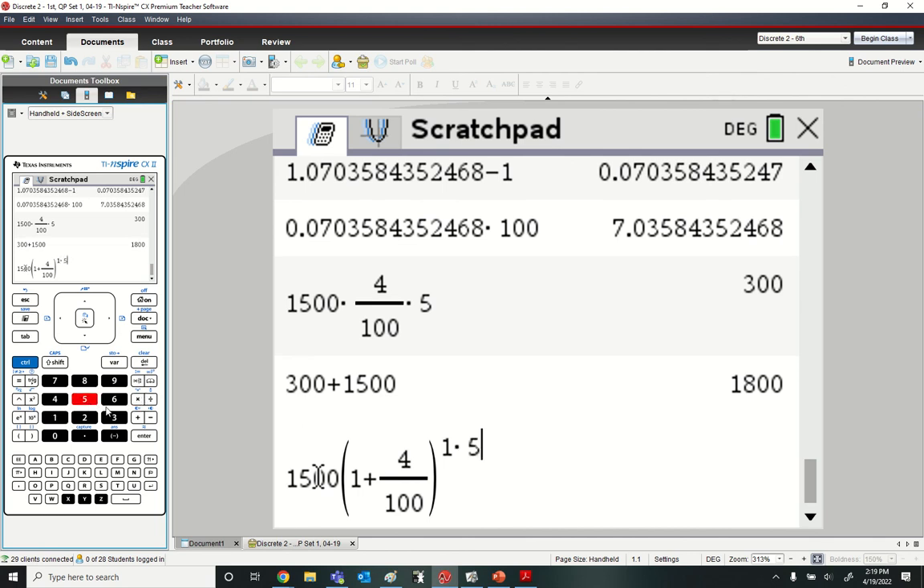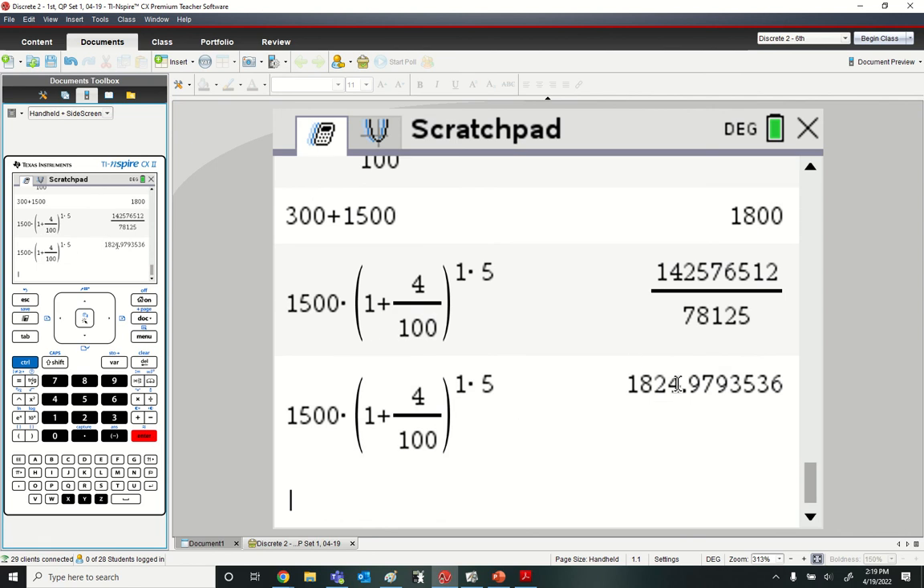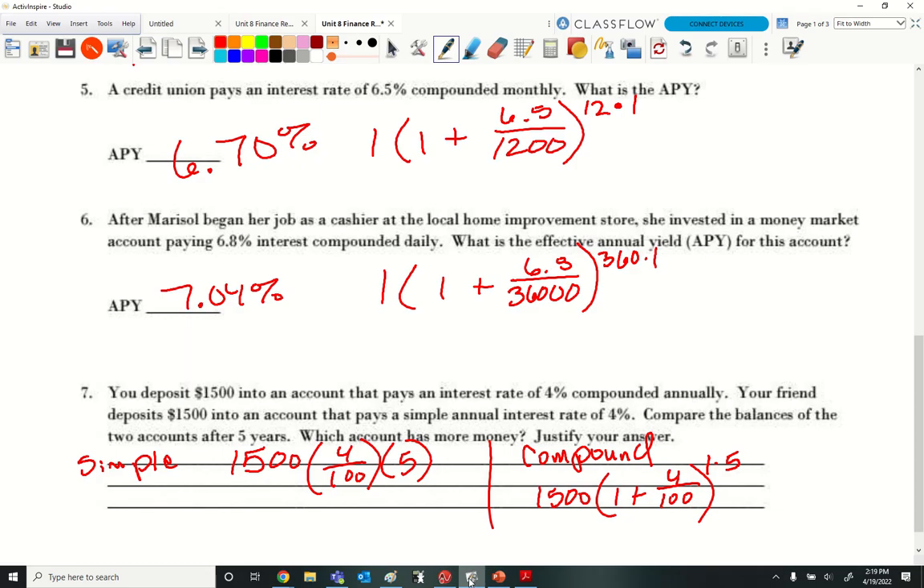There we go. And wow, what do I do to fix that? Control Enter. So we get 1824.98. Because we have the 2 decimals, I look at the 9 to the right. So 1824.98. So my money here is this, and this one is just this. So compound interest is going to be better, right? Whenever you're trying to invest, compound interest is always better.